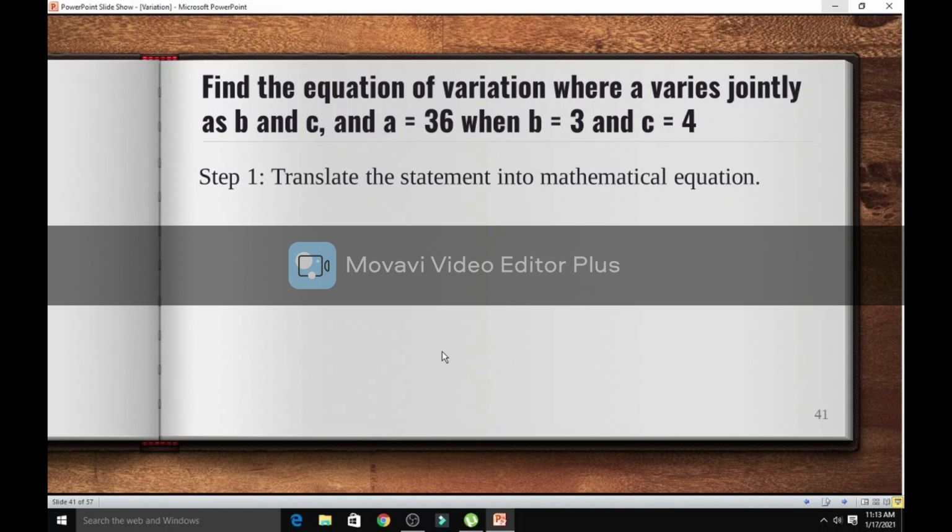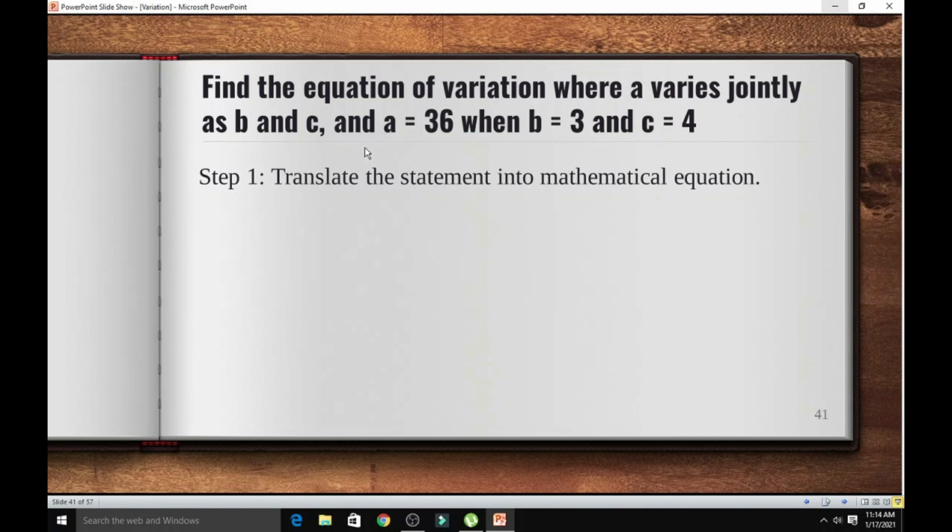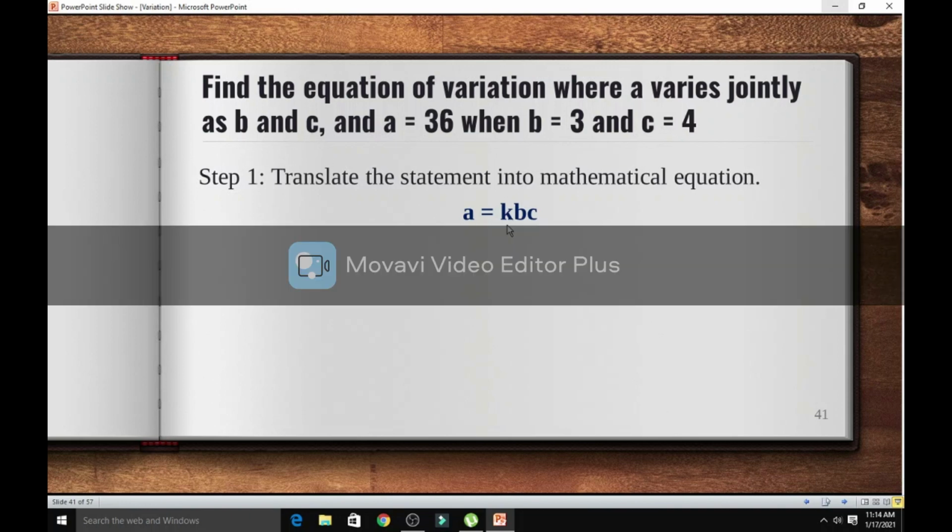Aling statement po yung itatranslate natin into mathematical equation? Yung statement na A varies jointly as B and C. Ito po, A varies jointly as B and C. So, how are we going to write it as an equation? Okay, so yung unang variable on the left side, the other two variables on the right side together with K. So, ang equation natin is A is equal to KBC.